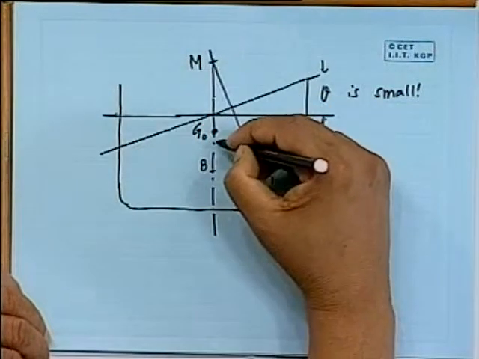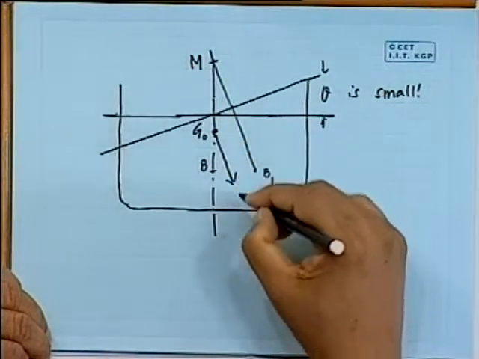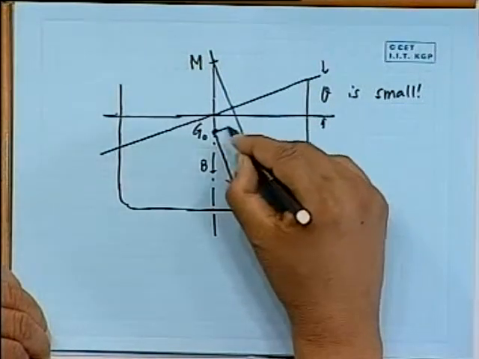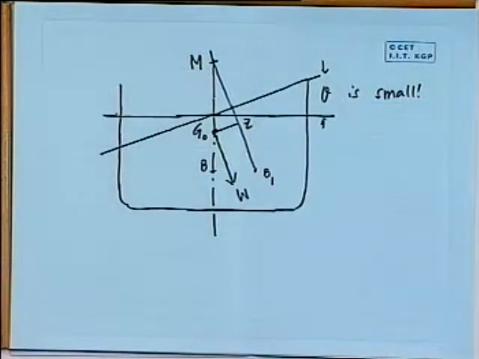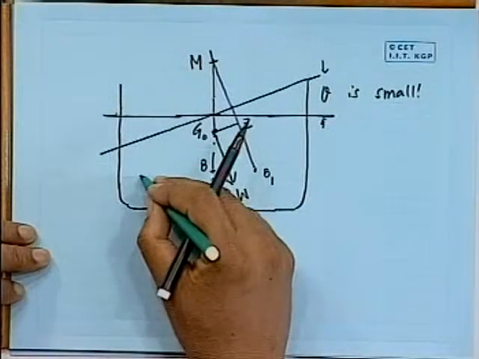Obviously the weight was acting through this line, and this was my GZ, the righting lever, that we have known. What changes would happen if there is a tank with a free surface? Let us say that now there is a tank here.